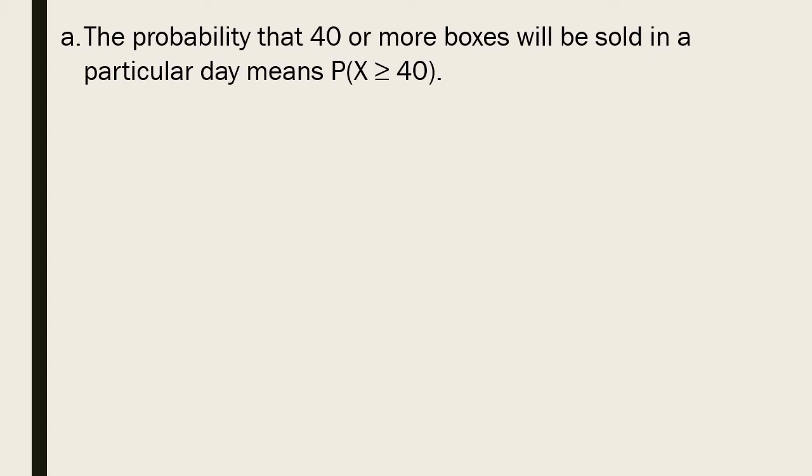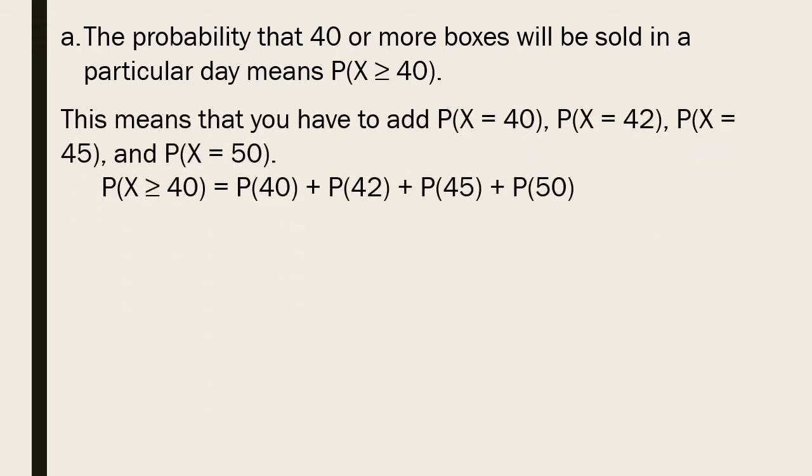Sagutin natin yung letter A. The probability that 40 or more boxes will be sold in a particular day means probability of X greater than or equal to 40. This means that we are going to add P of X is equal to 40, P of X is equal to 42, P of X is equal to 45, and P of X is equal to 50. So that is P of 40 plus P of 42 plus P of 45 plus P of 50.